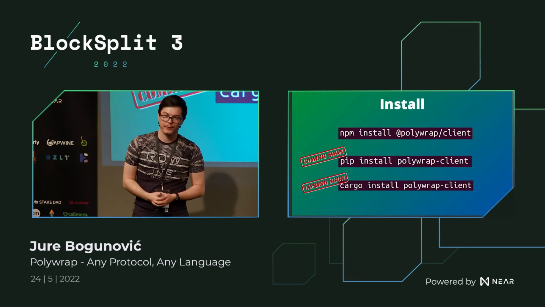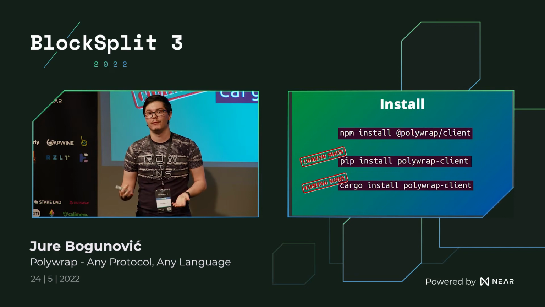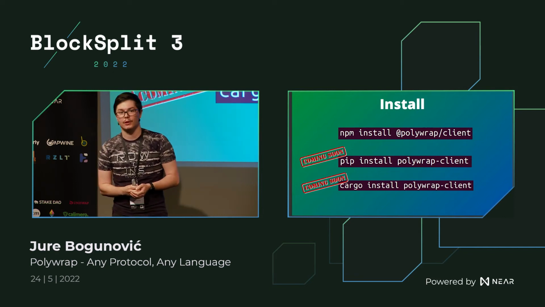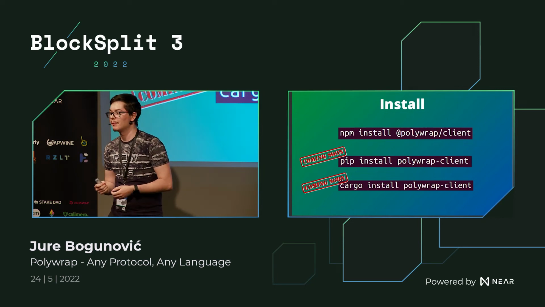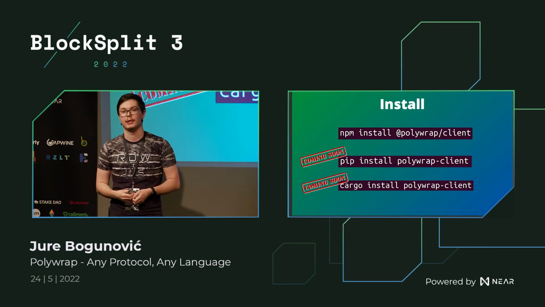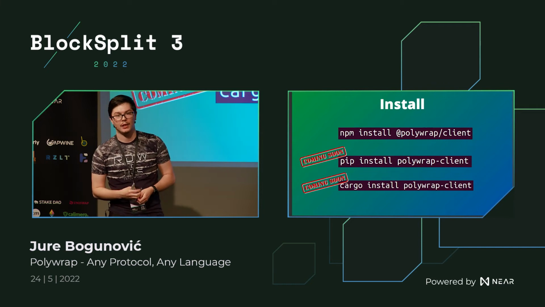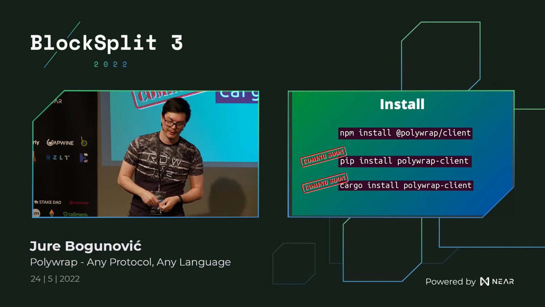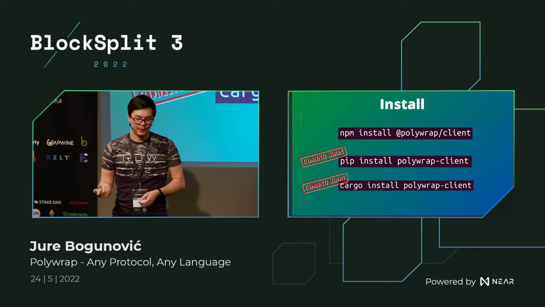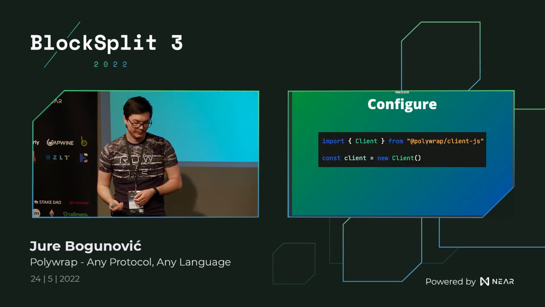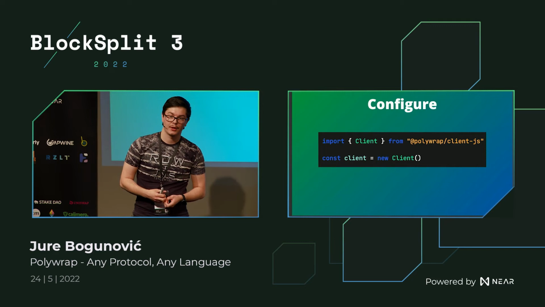So starting off, if you are an app developer and you want to integrate Polywrap into your app, you need to install the Polywrap client. This is really similar to how you would enable HTTP in your app by installing an HTTP client. We currently have a JavaScript client and are working on a Rust and a Python client, which will be coming soon, as the slide says. To install your Polywrap client, you just run npm install, or maybe use yarn.